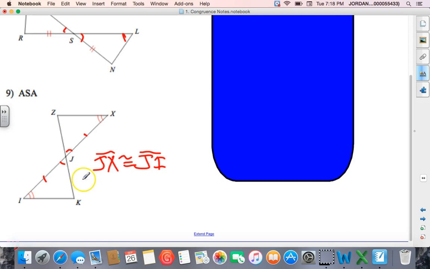All right, so there's 3 new ways to prove 2 triangles are congruent. Appreciate your time. Let's go practice.